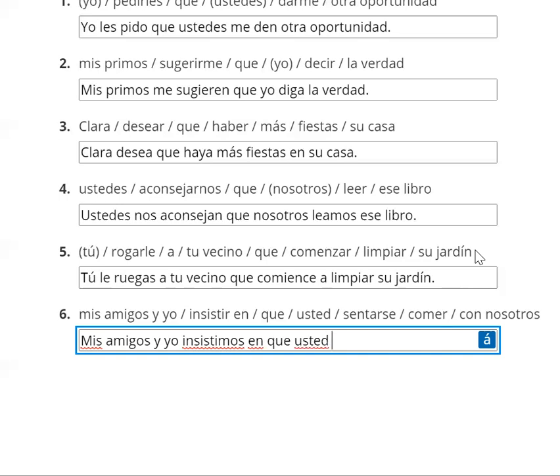And now we've got sentarse, so it's a reflexive verb. So let's put our reflexive object pronoun. And we've got insisting, we are insisting. You are sitting. So verb of influence, change in subject. Let's conjugate this. And this is a stem changing verb, and we are in the boot, so we will stem change here. Se siente a comer con nosotros.